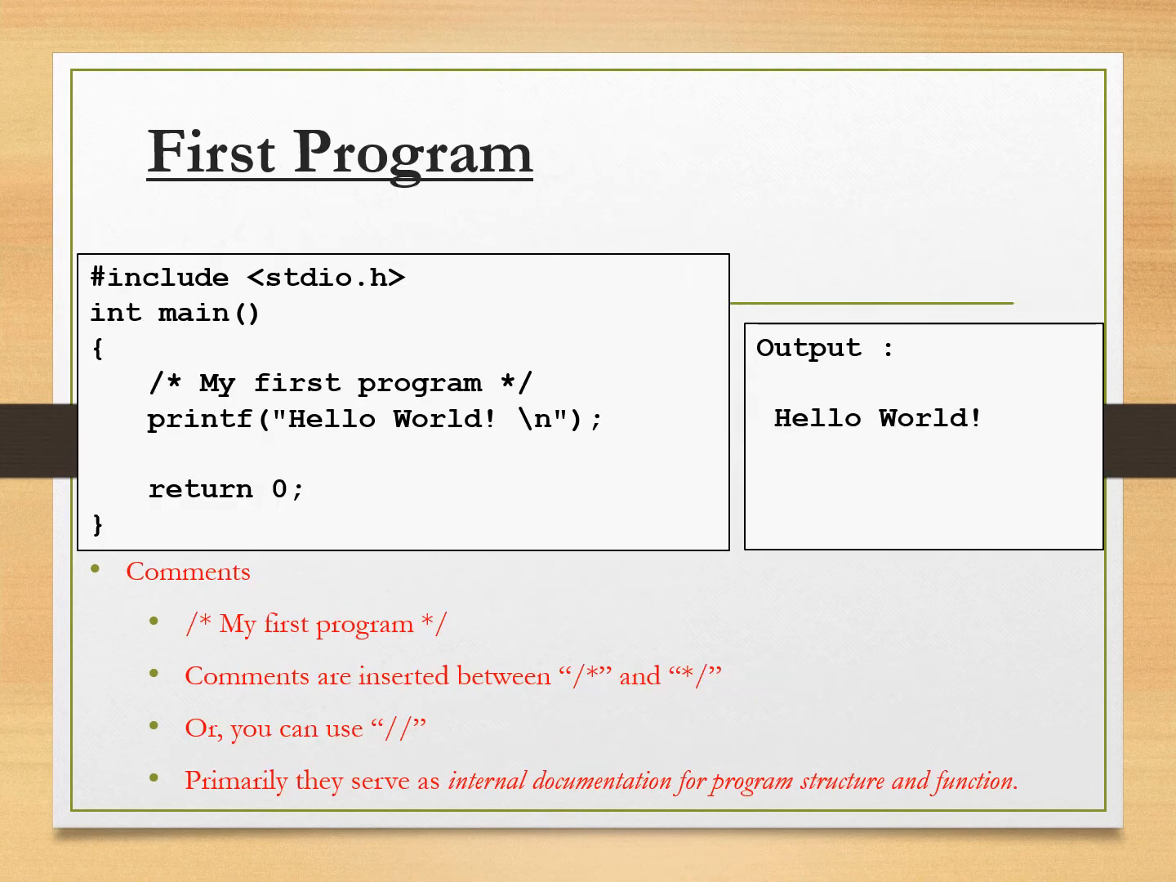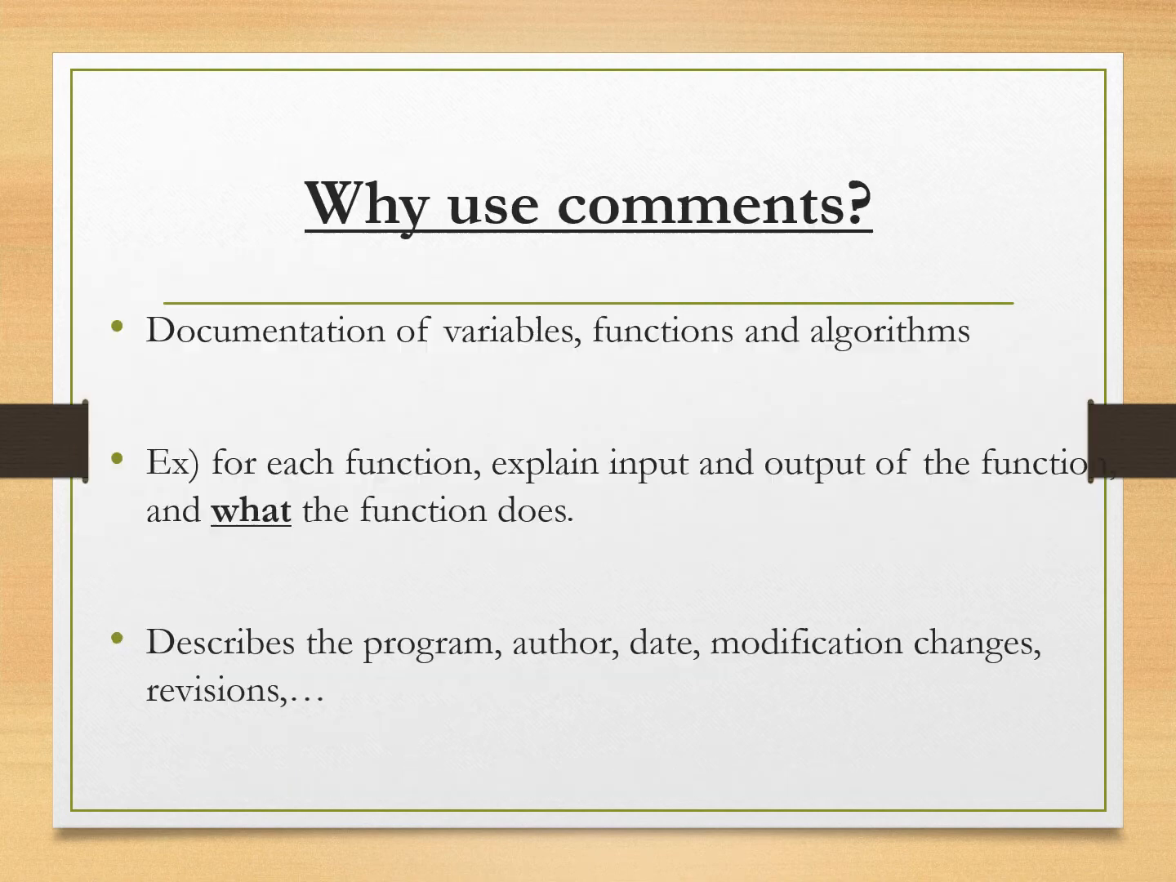Comments provide a readable description about the program. There are two types of comments: single line comments, which start with a double slash, and multi-line comments, which start with slash and star. They serve as documentation for program structure and function. They describe the program, the date of creation, modification changes and revisions, etc.